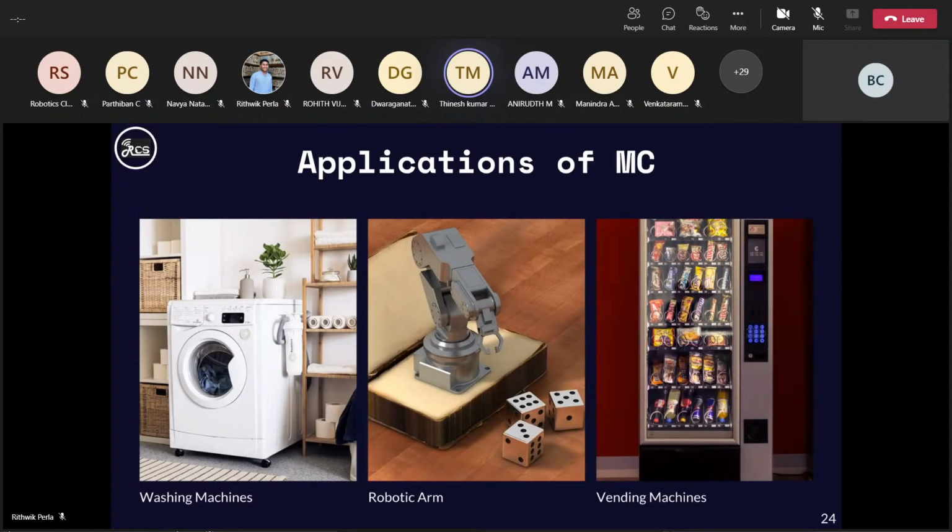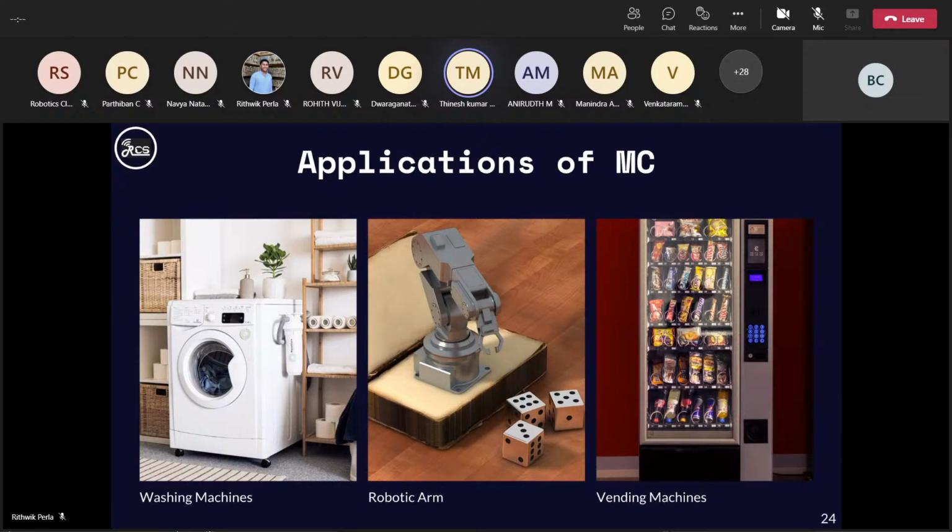So as someone has already answered these questions, like washing machines and robotic arms. Yeah, you can use a microcontroller to make a robotic arm. It's just a simple pick and place mechanism. You can do that simple pick and place mechanism with a microcontroller.